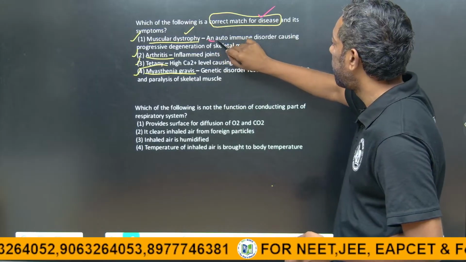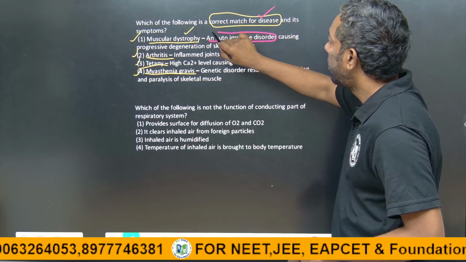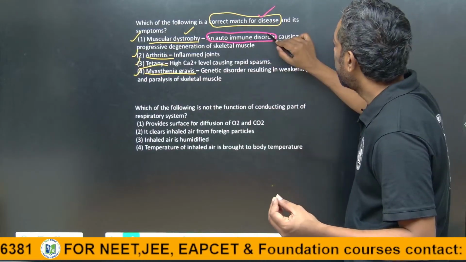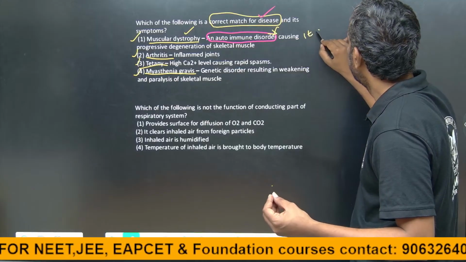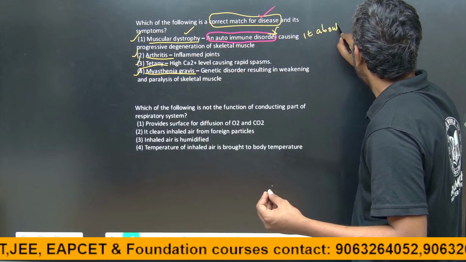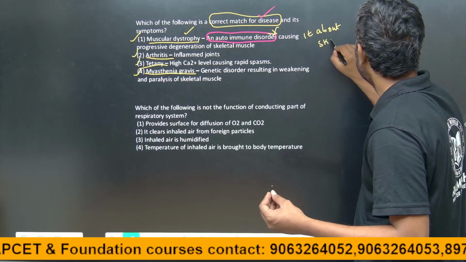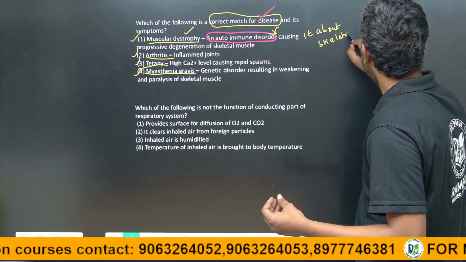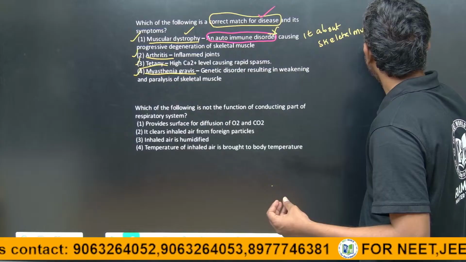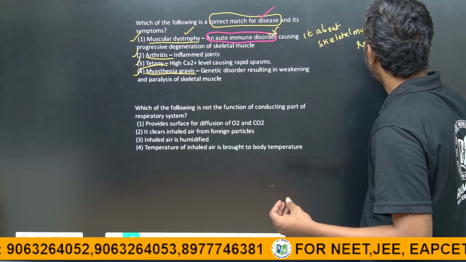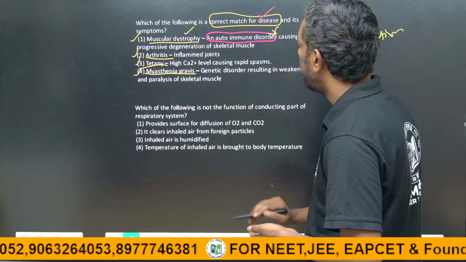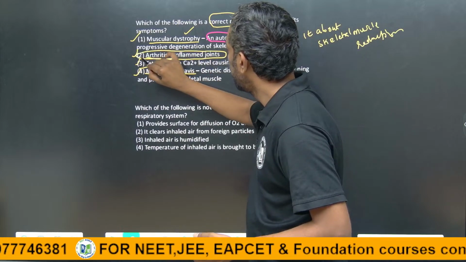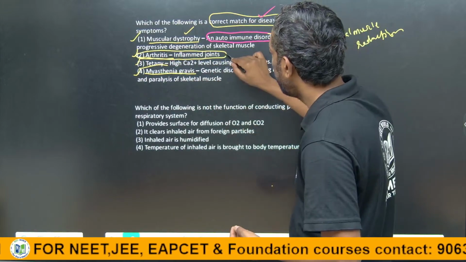here they are saying autoimmune disorder. Muscular dystrophy is not an autoimmune disorder. Okay, it is about skeletal muscle reduction. Okay, arthritis is inflammation of joints. Yeah, it is absolutely the right answer.